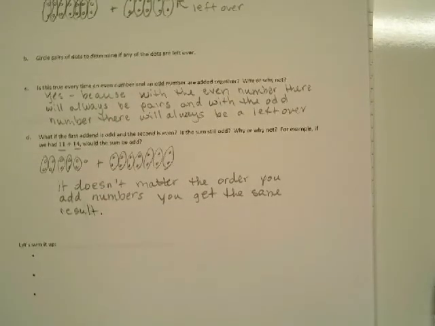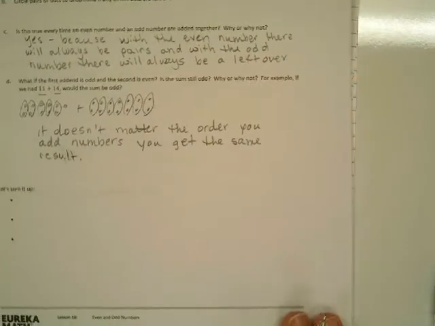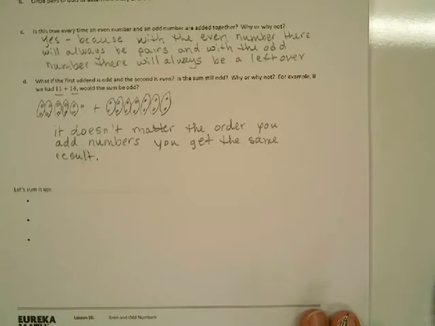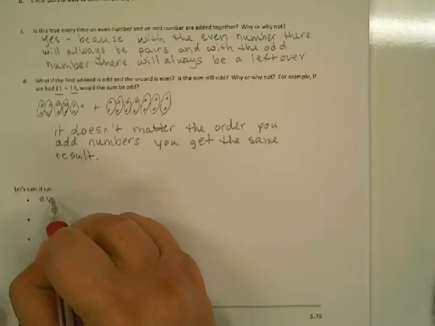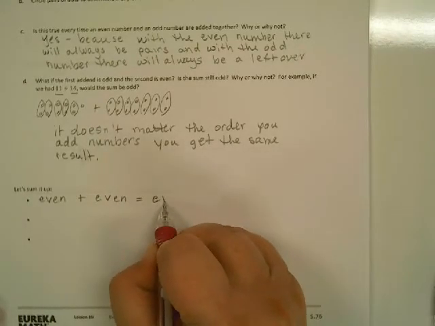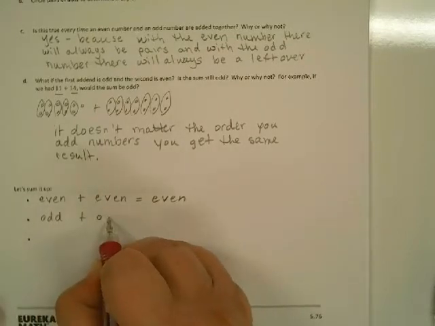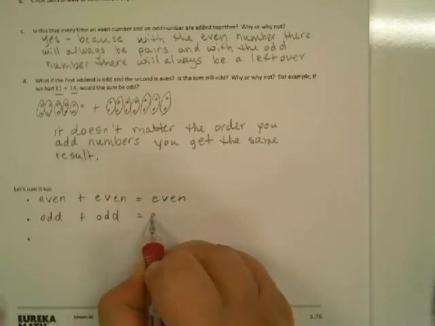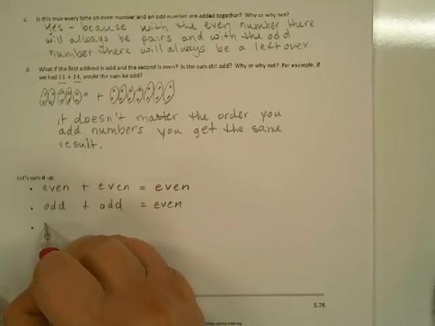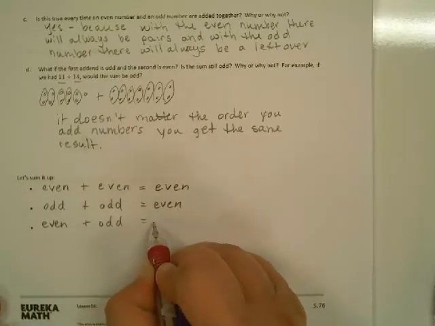And that's the commutative property of addition that tells us that, just like we can multiply in any order, you can add in any order, and you will get the same outcome. So to sum it up, we can say that even plus even equals even. Odd plus odd equals even. And even plus odd equals odd.